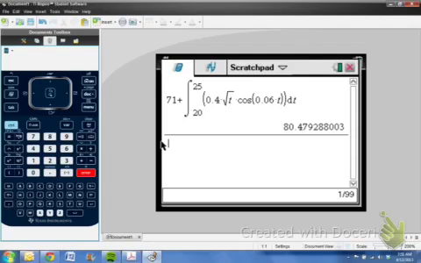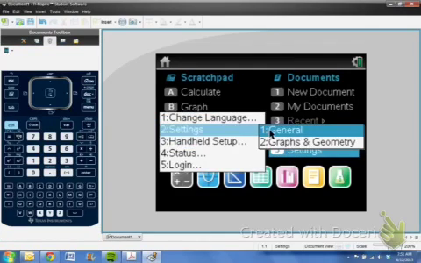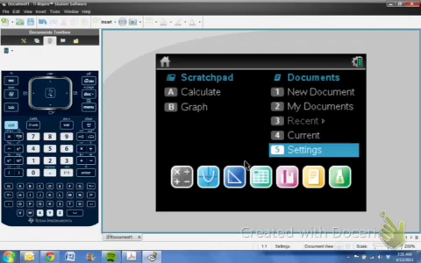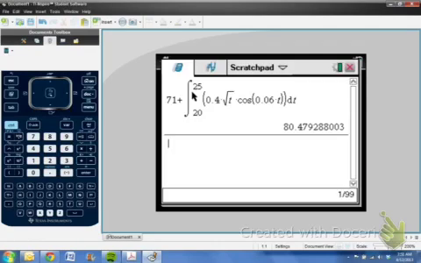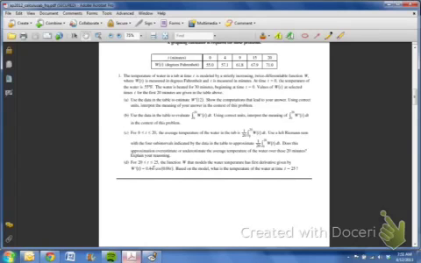Oh, my settings are wrong. Let's go home real quick and go to settings, general. I need to have this set in radians. We'll make sure before the AP test that all of these settings are set correctly. Let's go back here and do this again. So if I press enter, there we go. Okay, so then this would be the final temperature after those 5 minutes. So 73.043.